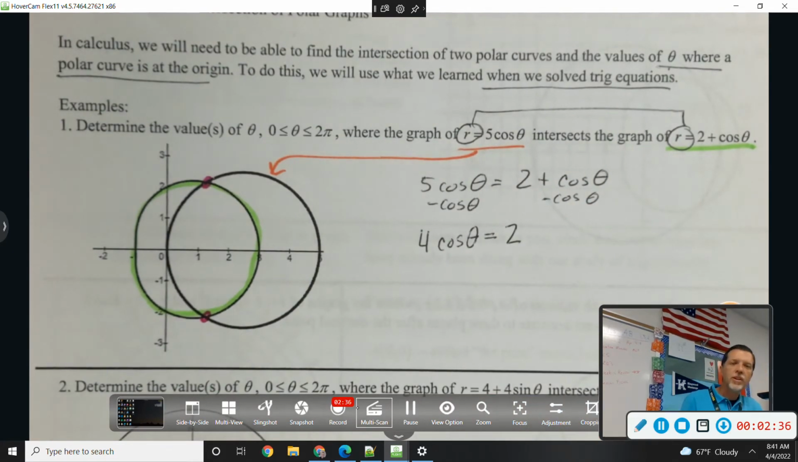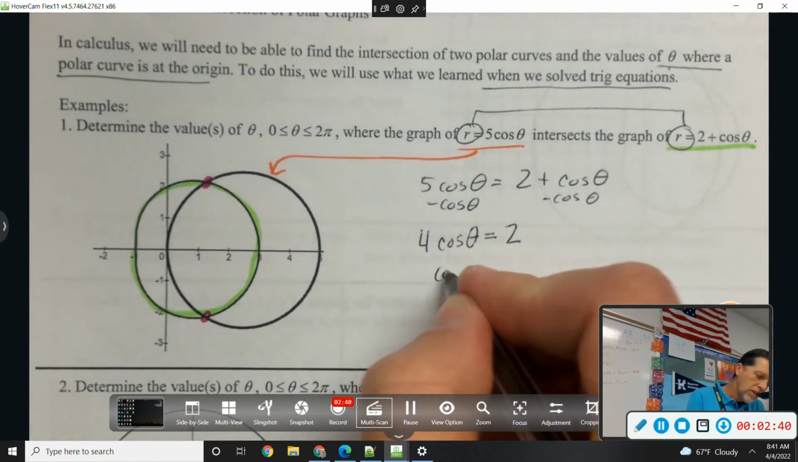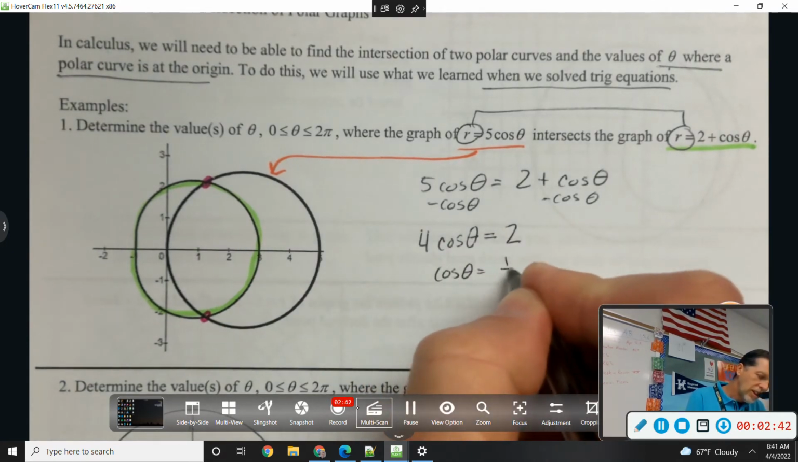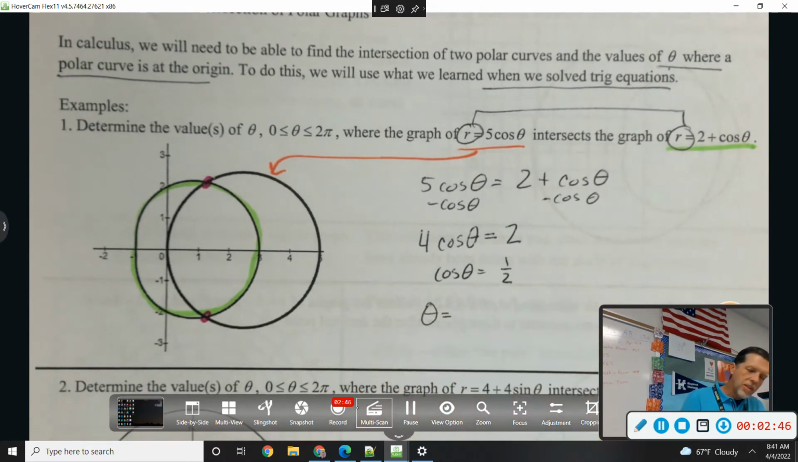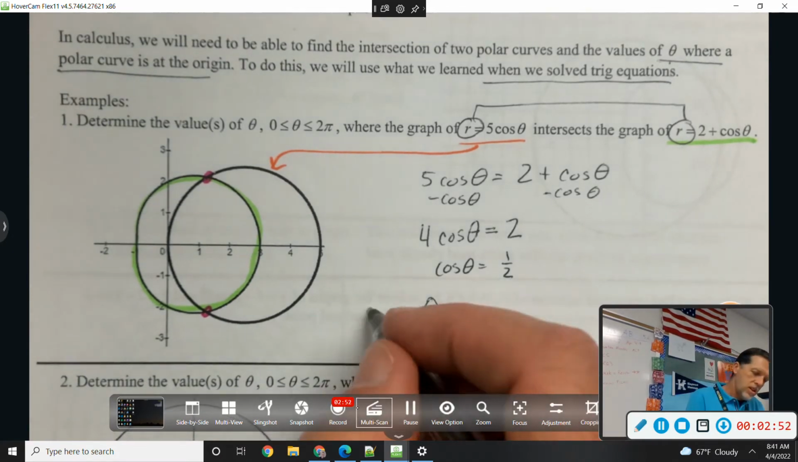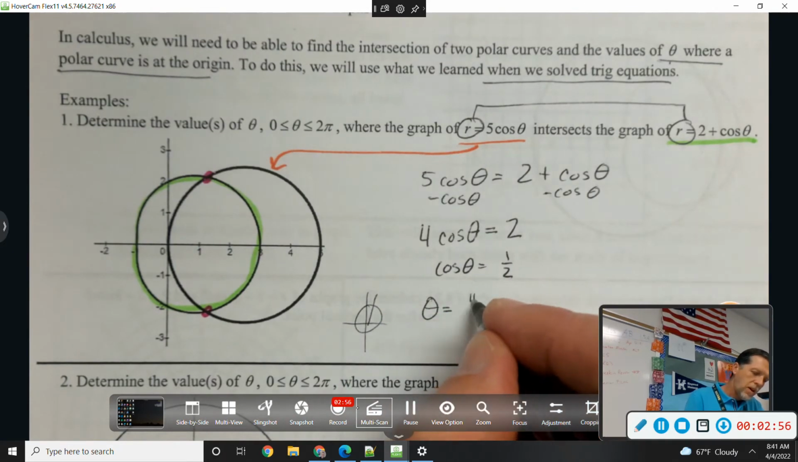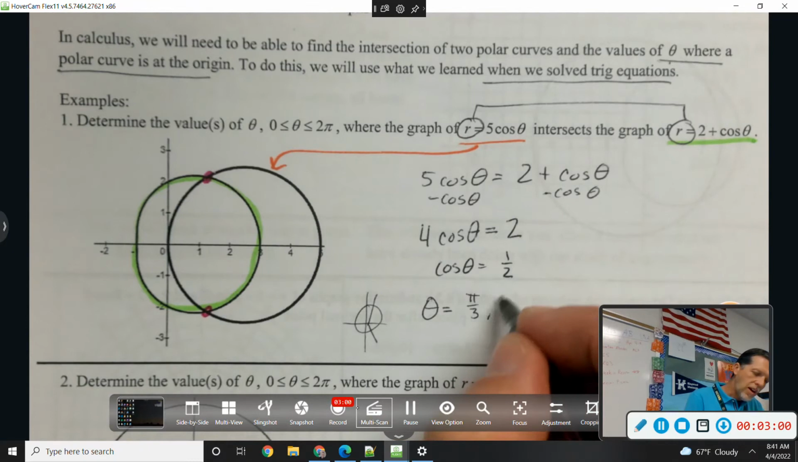What do you want to do next? Divide by 4. So cosine theta is 1/2. And then we think back to the unit circle. Cosine theta is 1/2. Let's see, that would be at pi over 3 and at 5 pi over 3.